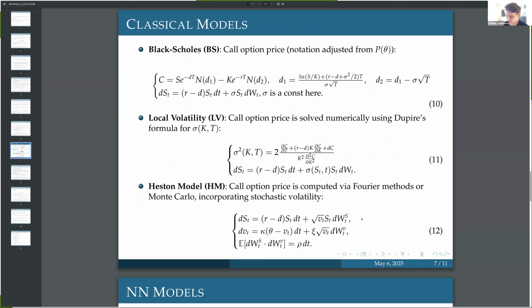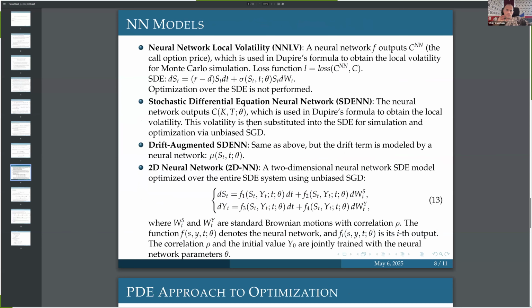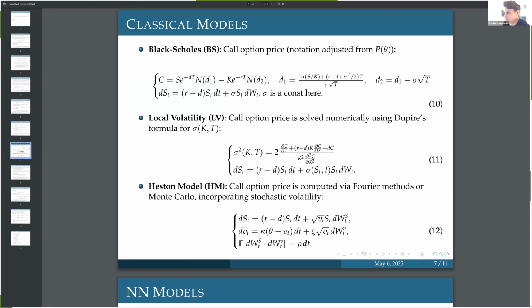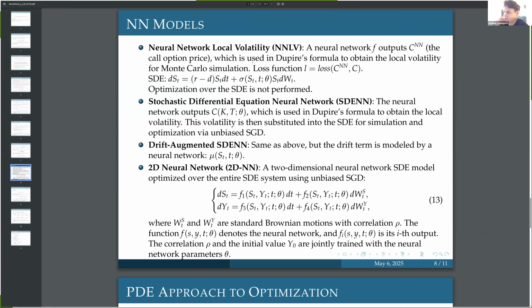And the last one is history models. I told about this at the start. Okay, so here are neural network models. The first one is neural network local volatility. So what they do? They have a neural network F, and the output of this network is call option price. It predicts call option price, and this price is used in Dupire's formula to get volatility.